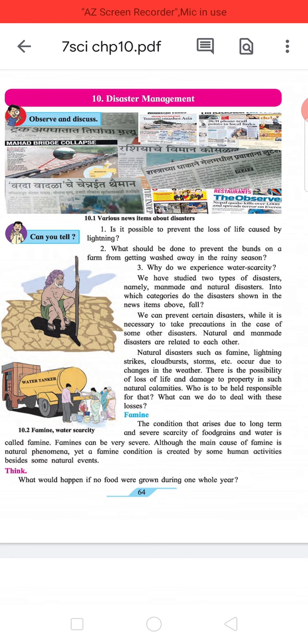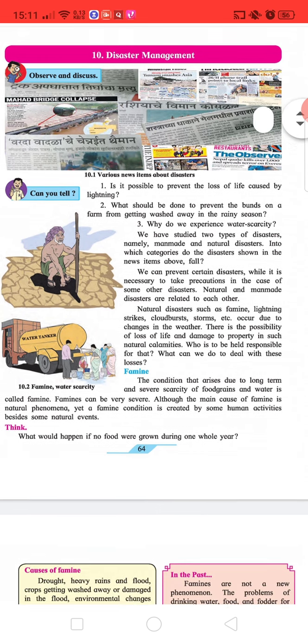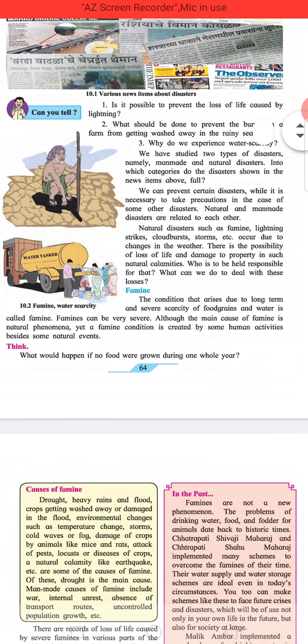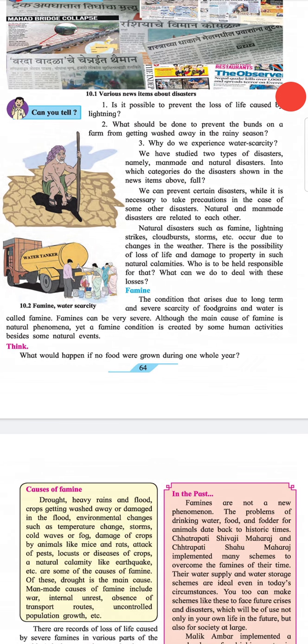Heading: Observe and discuss. Heading: Can you tell? 1. Is it possible to prevent the loss of life caused by lightning? 2. What should be done to prevent the bunds on a farm from getting washed away in the rainy season? 3. Why do we experience water scarcity?